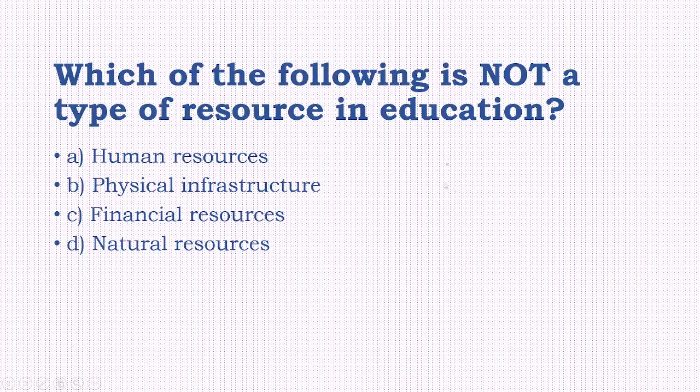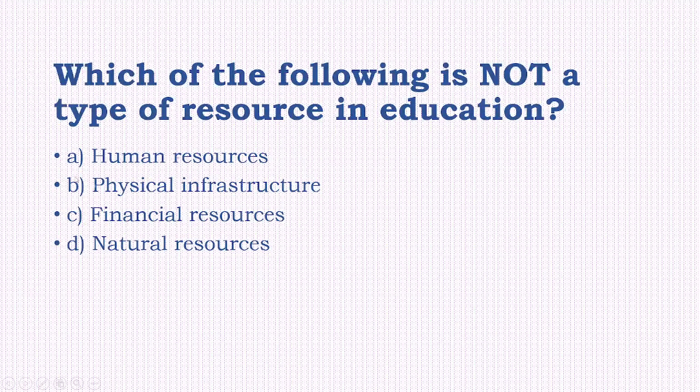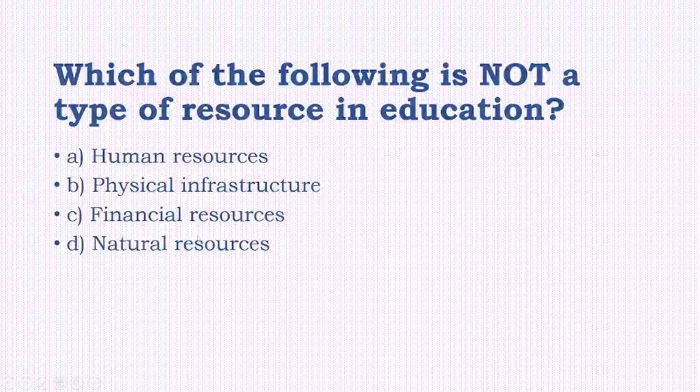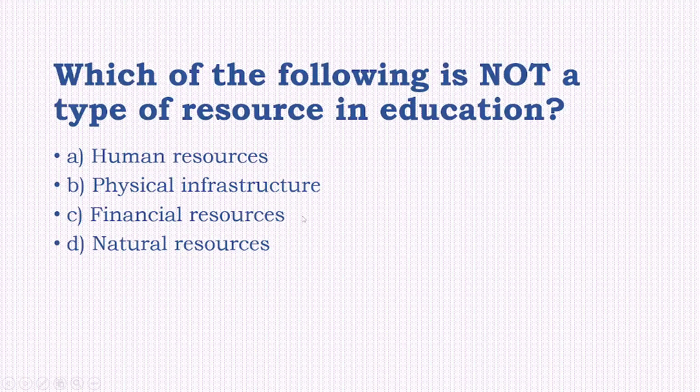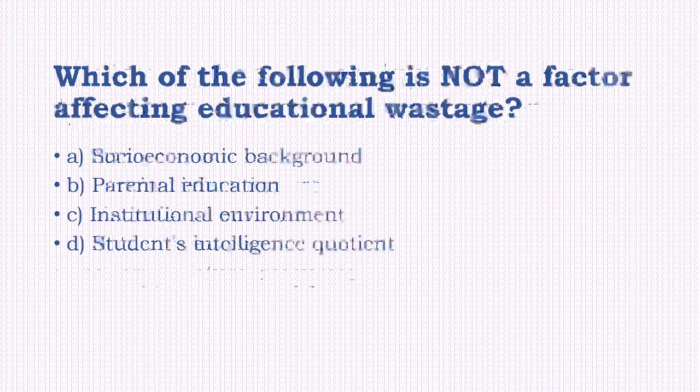Next, which of the following is not a type of resource in education? Options: human resources, physical infrastructure, financial resources, natural resources. Answer of this question is option D, that is natural resources.